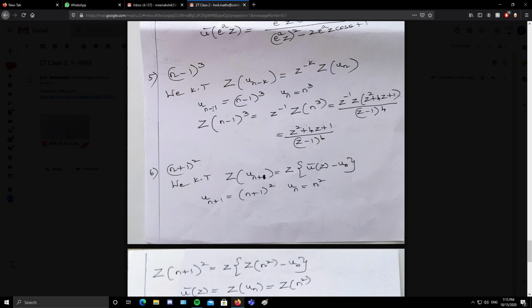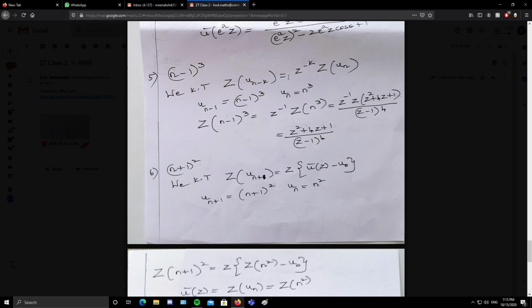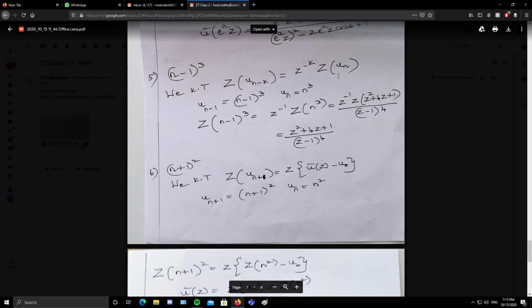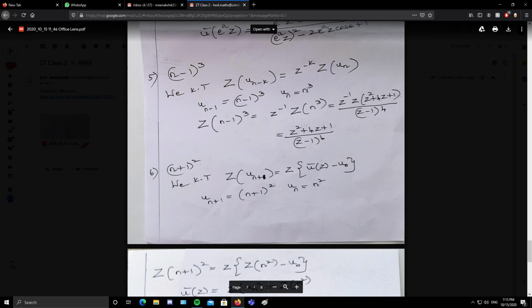See, if u(n−1) is (n−1) whole cube, what is u(n)? It is n cube. I repeat, whenever you have n minus something, n minus 1, n minus 2, n minus 3, you make use of the shifting property. Z of u(n−k) is z power minus k, z of u(n). So k is 1 here. So u(n−1) is (n−1) whole cube. Delete the minus 1, so you will get n cube.